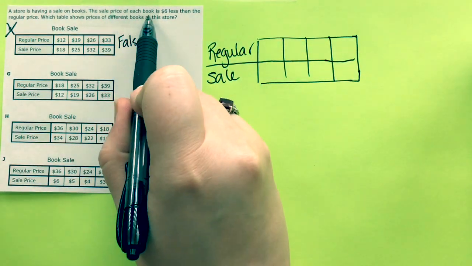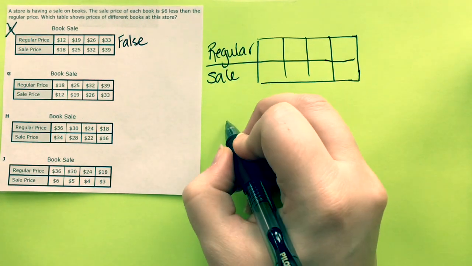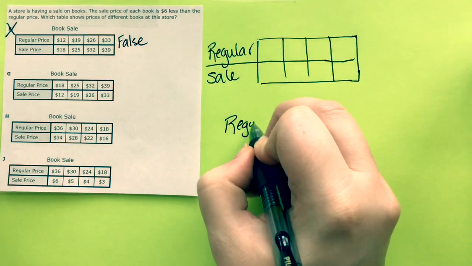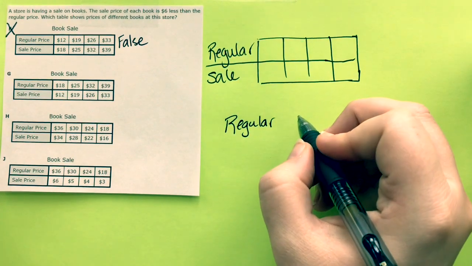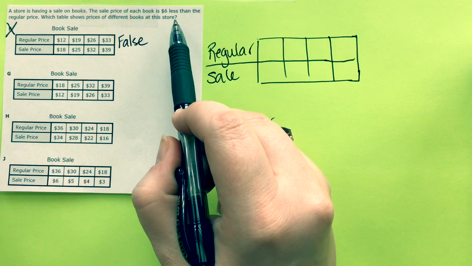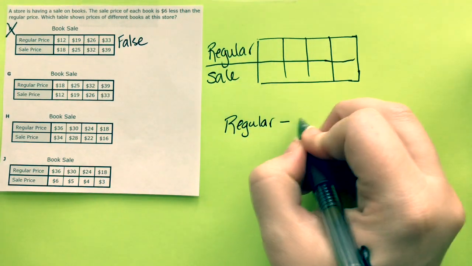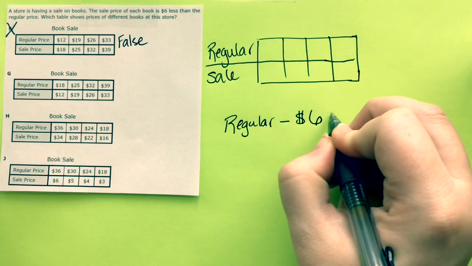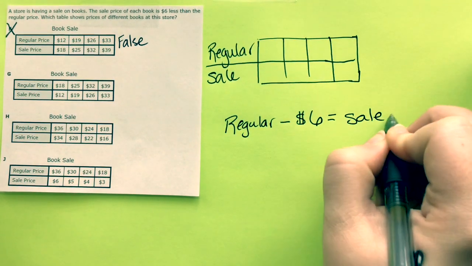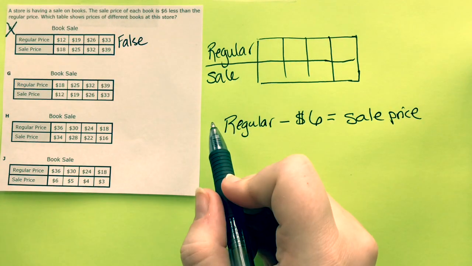The sale price of each book is $6 less than the regular price. So if I know the regular price and how much of a discount I'm getting, well, 6 less than. If I'm doing less than, the 6 less than the regular price, I know I'm subtracting the $6. That's going to give me my sale price. So this is my formula that I'm looking for.